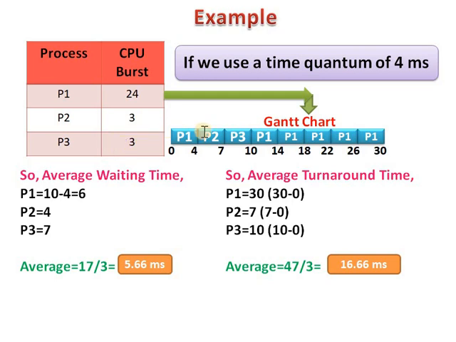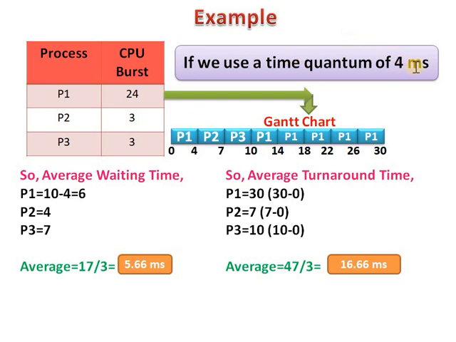Here are a total of three processes P1, P2 and P3. For process P1 the burst time is 24 milliseconds. For process P2 it is 3 milliseconds, and for process P3 it is also 3 milliseconds. In the Gantt chart, the process execution always starts at the 0th millisecond. At the 0th millisecond, the P1 process is taken for execution.